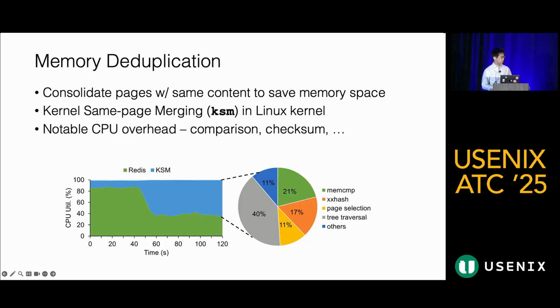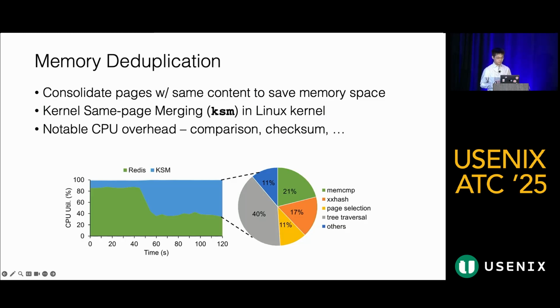So let's get started with some background about memory deduplication. The idea is to consolidate pages with the same content so that we can save physical memory space. For example, with limited memory capacity, now you can host more virtual machines or containers in the cloud. In the Linux kernel, this is handled by Kernel Same-page Merging, or KSM.